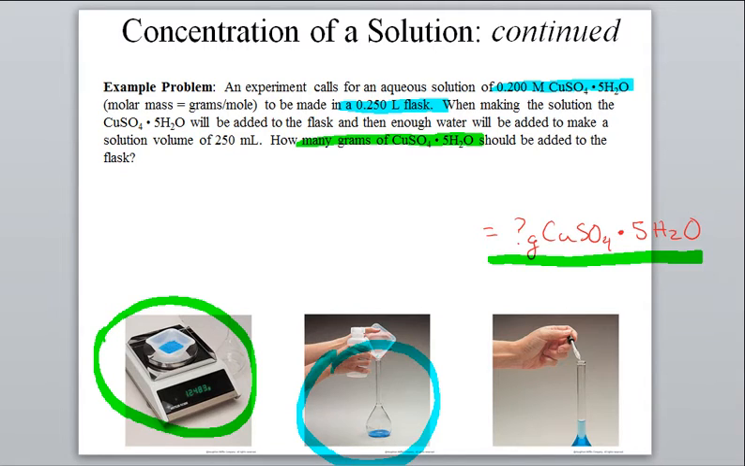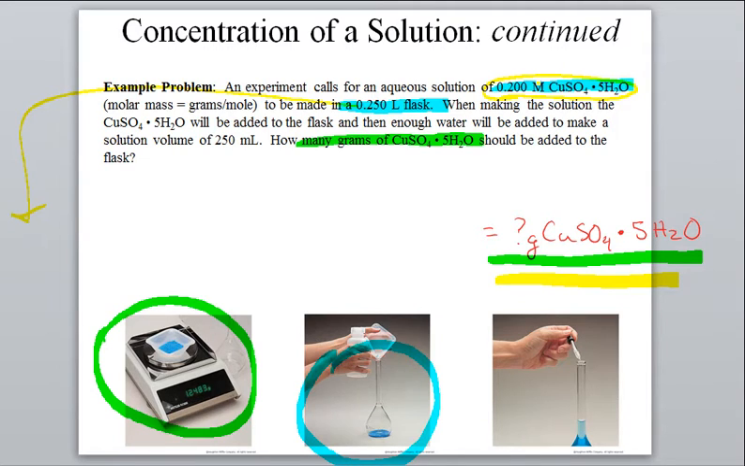So in our problem, we have two different measurements. We have the 250 milliliter flask and the 0.2 molarity solution. Which one do we begin with? Well, like all stoichiometry problems, the unit we're going to has one unit. So the beginning number, the measurement we're going to use, is the 250 milliliters, the 0.25 liter flask. The concentration we're going to use as a conversion factor.